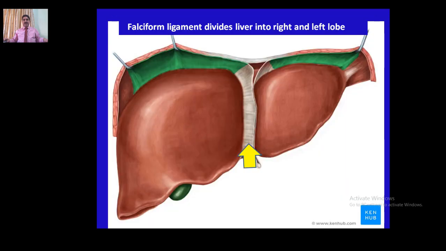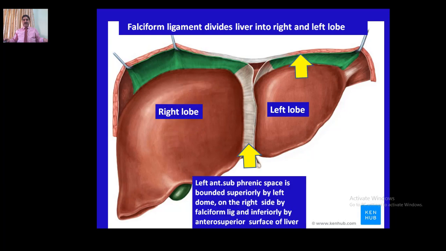As shown in this diagram, falciform ligament divides the liver into right and left anatomical lobes. Left anterior subphrenic space is bounded superiorly by anterior layer of the coronary ligament.